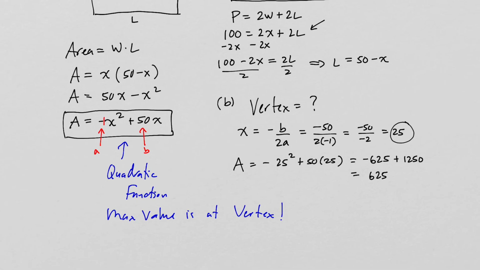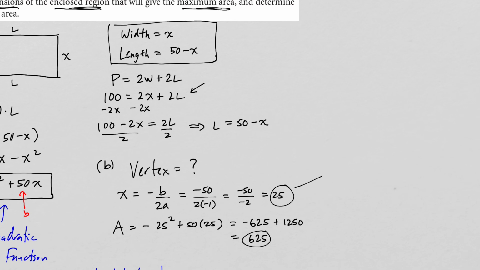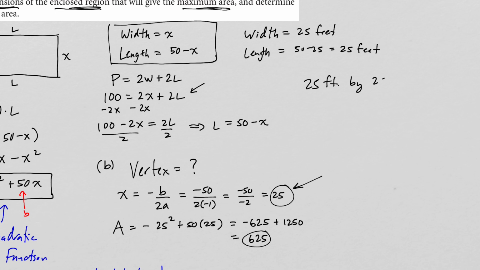So to answer the question here, it says find the dimensions of the enclosed region that will give a maximum area. Well, the dimensions are given by x equals 25. So the width is going to be 25 feet, right? Because the width is x, and we know x is 25. And the length is going to be 50 minus 25, which is also 25 feet. So the dimensions are 25 feet by 25 feet.